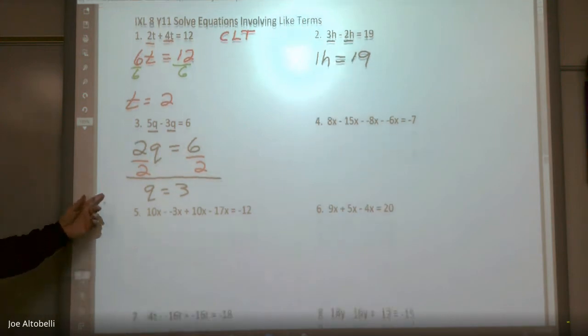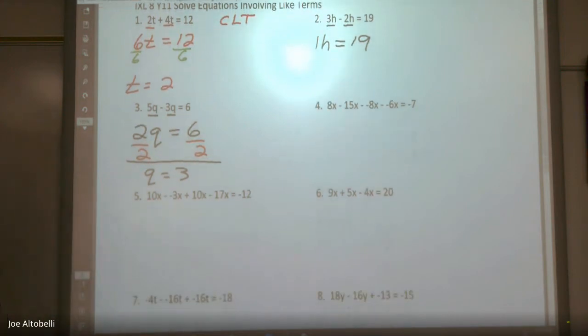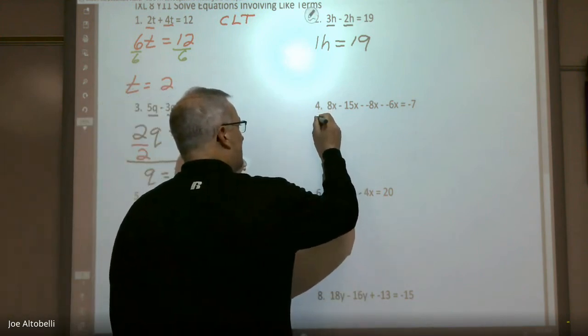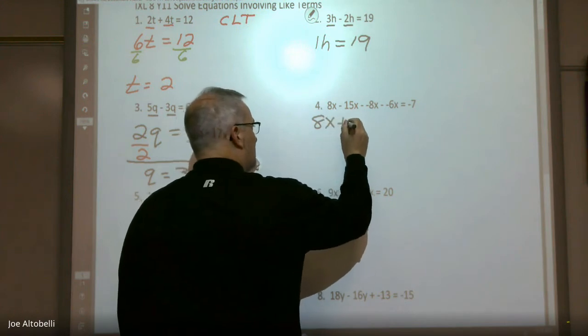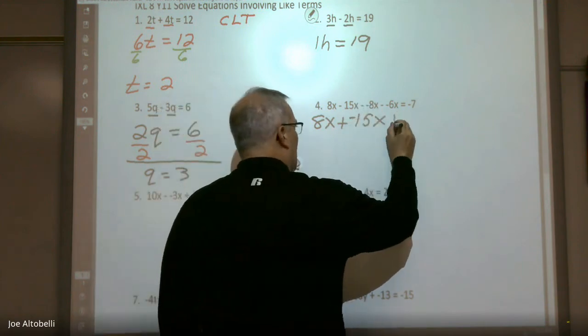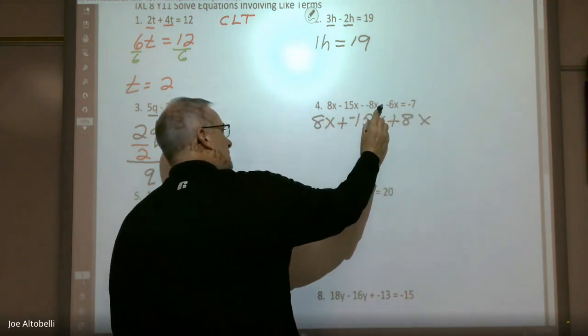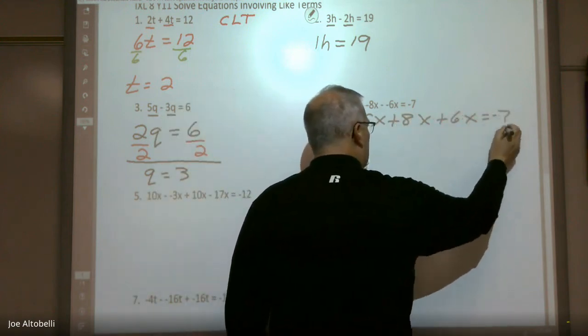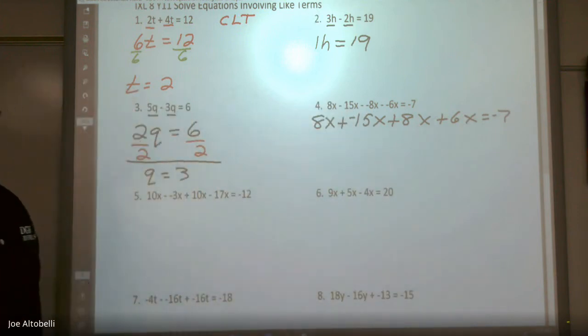Number 4. On this one, I would rewrite all the subtracting to adding the opposite to clarify what is happening. Okay? So this is 8x minus 15x. So I would rewrite that as 8x plus a negative 15x. Minus a minus is plus 8x. And then minus a minus is plus 6x equals a negative 7. So that's my first step.